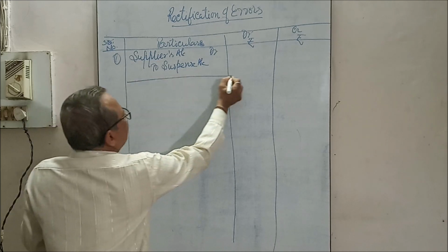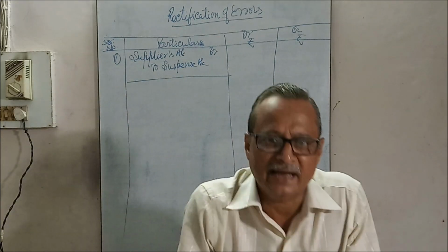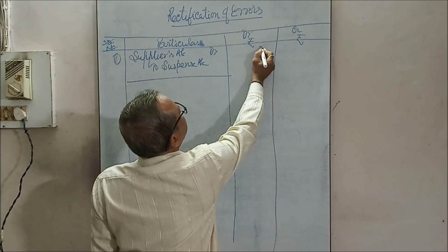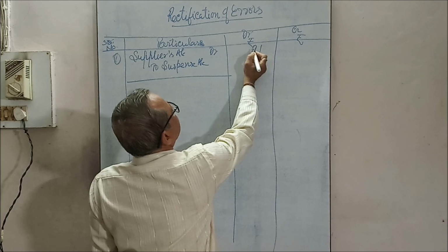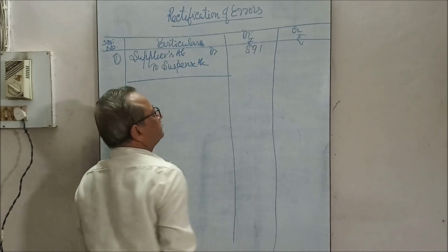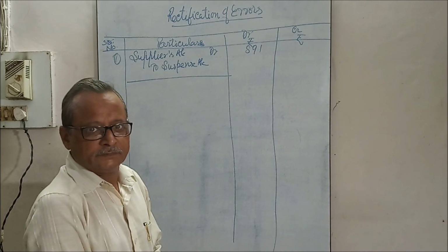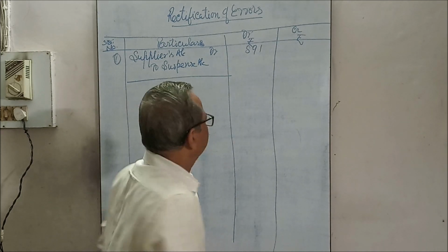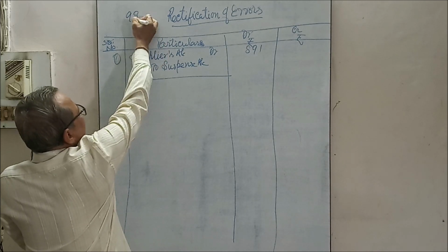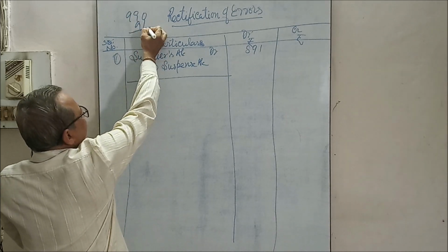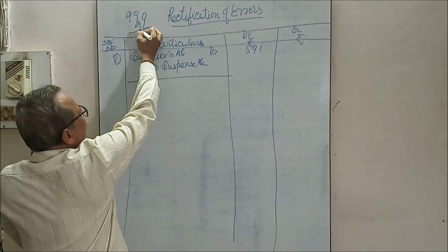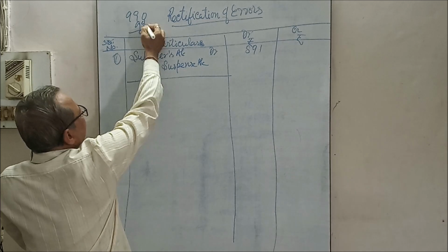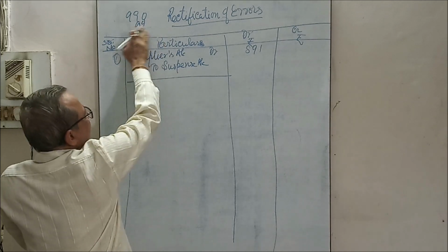The amount difference is 990 minus 99 we will do. 99 deducted from it. 990 minus 99 gives 891.